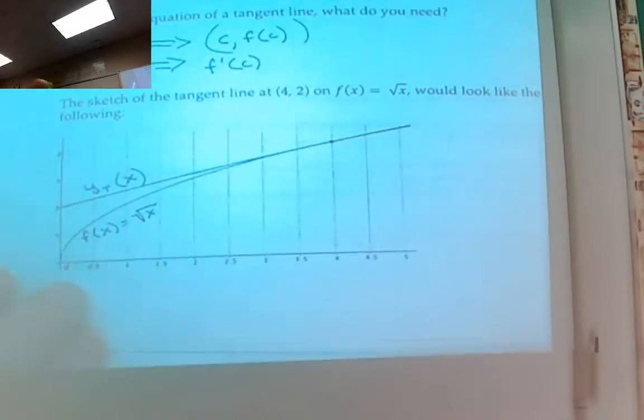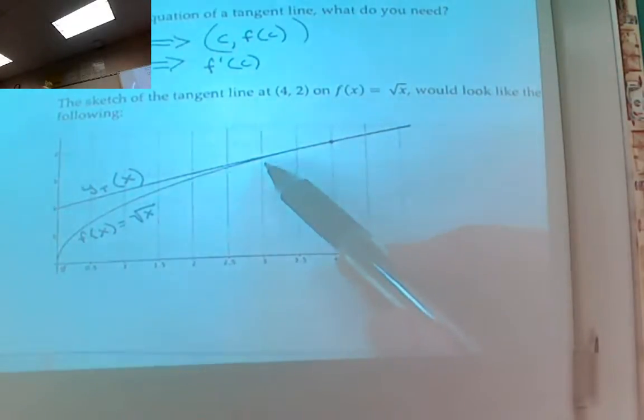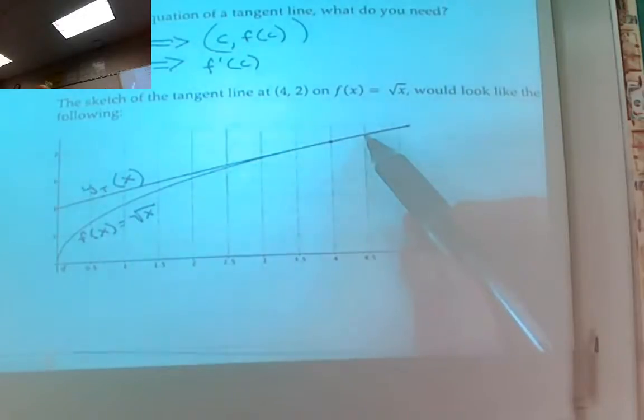And I'm going to write it in functional form. In other words, I'm going to input an x into that line. And you can see right here at 4, that line and that curve look very straight. They almost look like the same thing, don't they? And here's 4.5. You can't tell the difference between the line and the curve, can you?